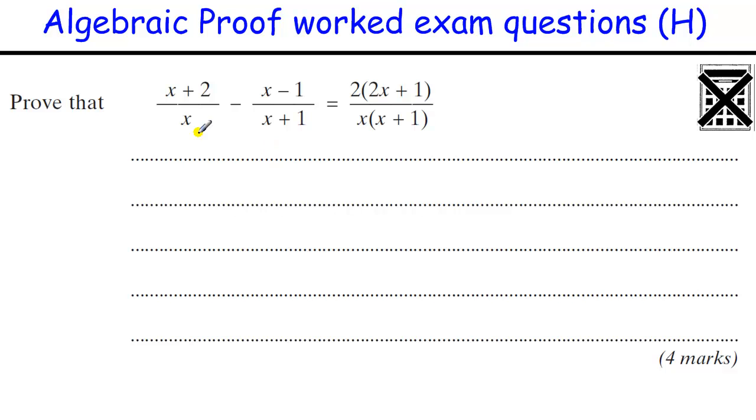Prove this, so last couple of questions are algebraic fractions. Ignore this bit, start with this, combine it, hopefully you get that. So to combine these two fractions, we need to make a common denominator, so we multiply the x by the x plus 1, and then we multiply the x plus 1 by x.